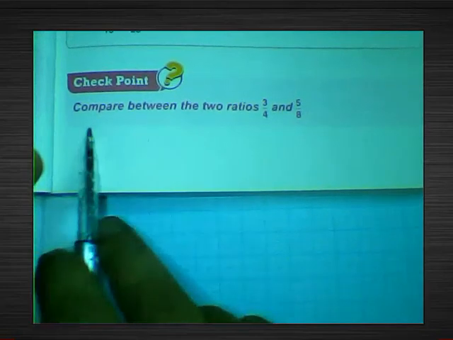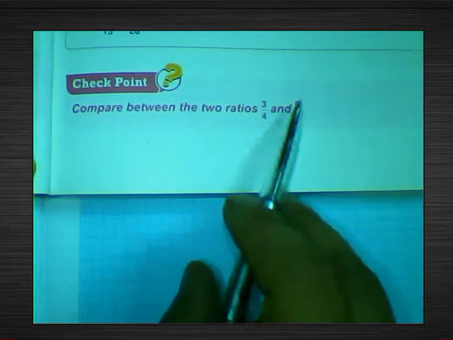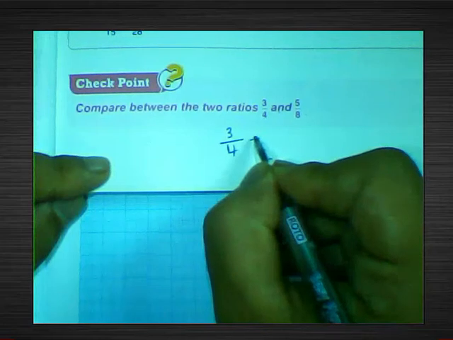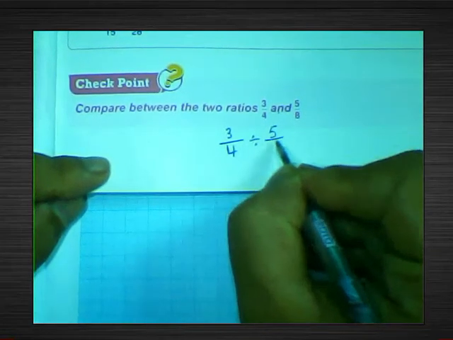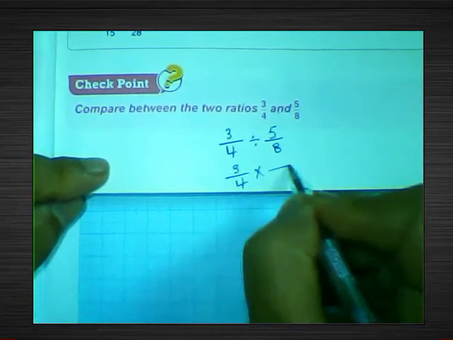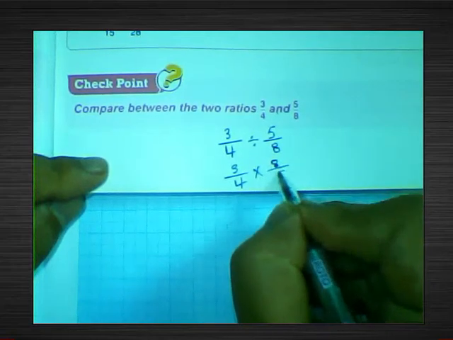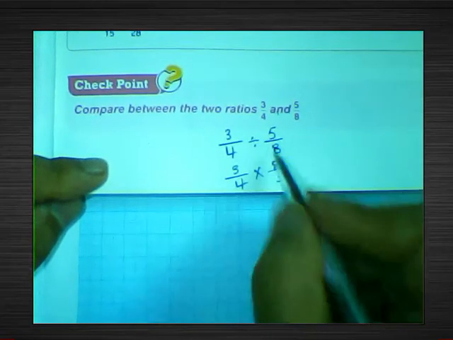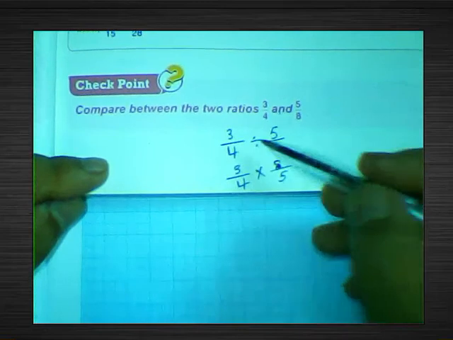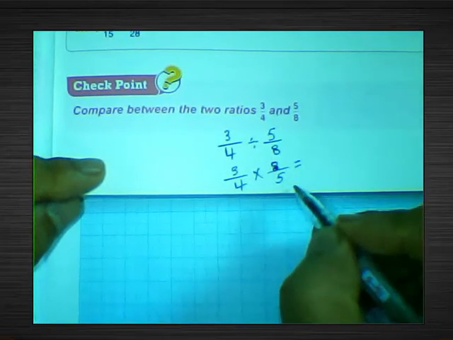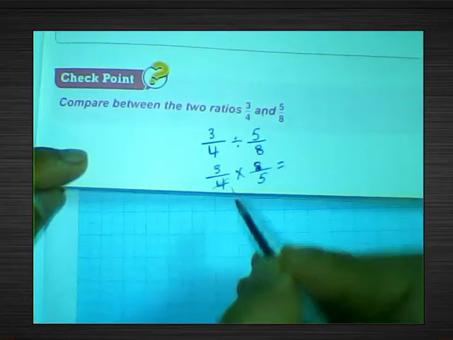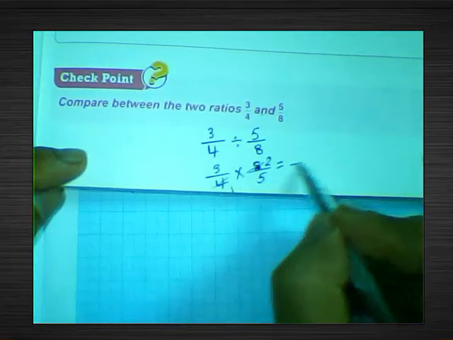Compare between the two ratios, 3/4 and 5/8. We can write 3/4 divided by 5/8. And another step, we can write 3/4 times 8/5. We will invert these fractions. 5/8 we can write as 8/5, because we convert divide to multiply. Another step, you can simplify it: 4 divided by 4 equals 1, 8 divided by 4 equals 2. So you can find the result.